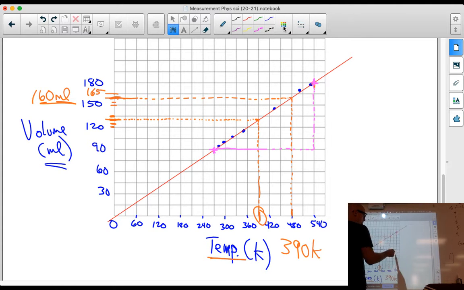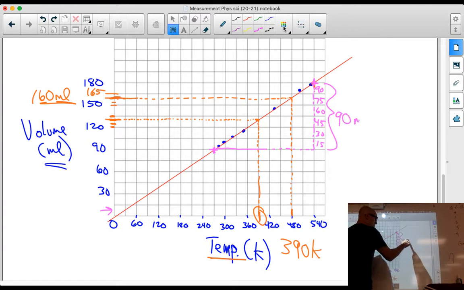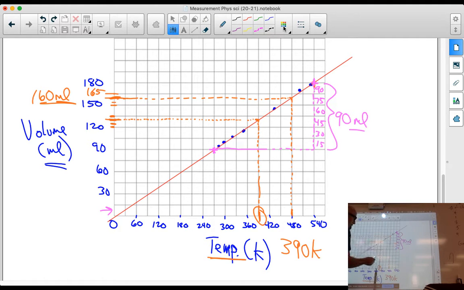And now I have to find out my rise and my run. Now, remember, here I went by 15s. So I went 15, 30, 45, 60, 75, 90. Okay, I went 90 what? mLs. Units of measure, people. Now down here I went by 30s. So 30, 60, 90, 120, 150, 180, 210, 240, 270. 270 what? 270 Kelvin. That's my run.